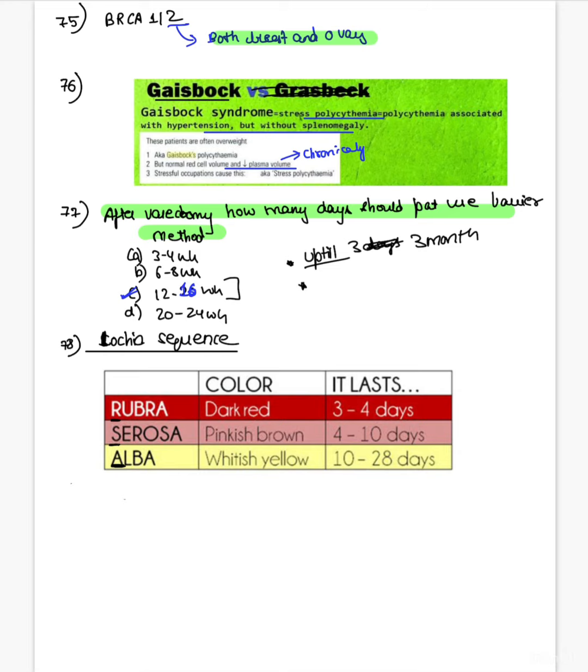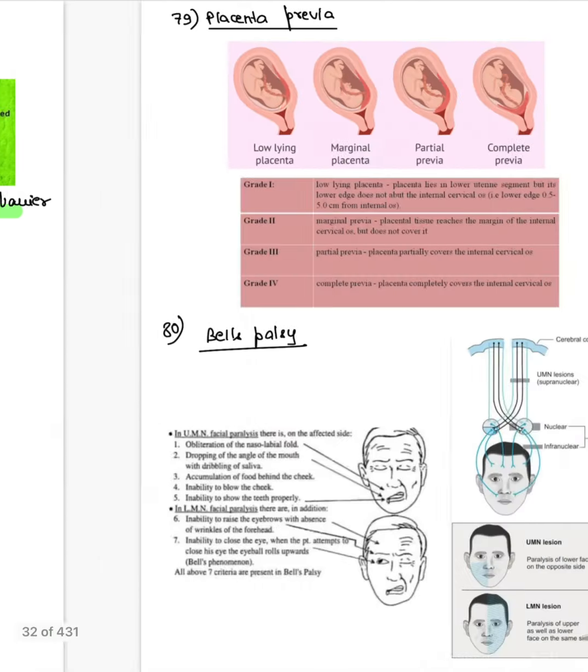The next question that they ask you is to arrange the lochia in order of sequence, guys. Remember the mnemonic, guys, RuSeLA. That is RU for rubra, SE for serosa, LA for alba. First of all, think for yourself. Rubra, the name indicates it would be red in color, guys. Now suddenly from red it won't go immediately to white. It will be something in between, that is pink to brown color. Then whitish to yellow color would be alba.